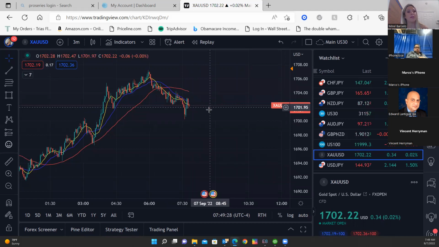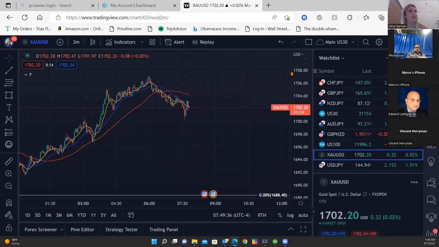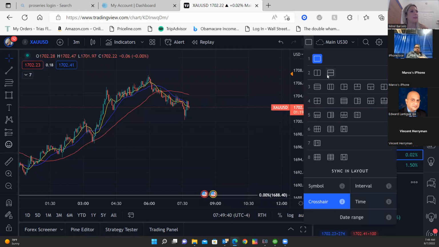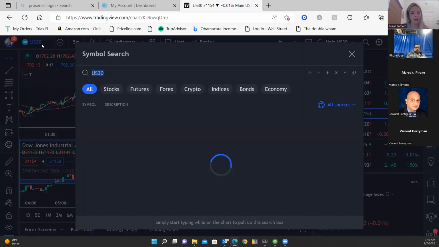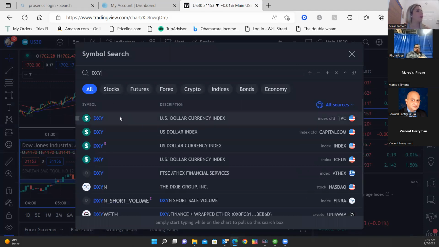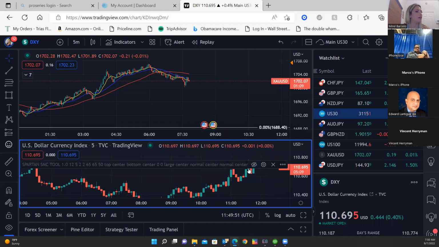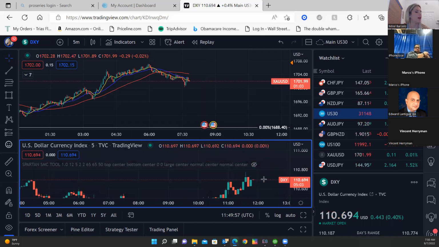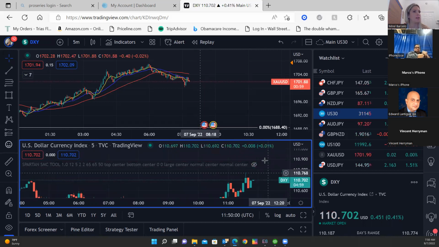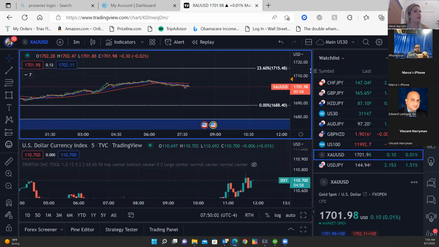Gold and US30 don't necessarily move like each other, but they do have a strong reaction to the dollar. If you notice, the dollar was extremely bullish when I checked it. So the dollar is on a move up. Unfortunately for us, that means the dollar is getting stronger with all this inflation and all these fun things that are going on.